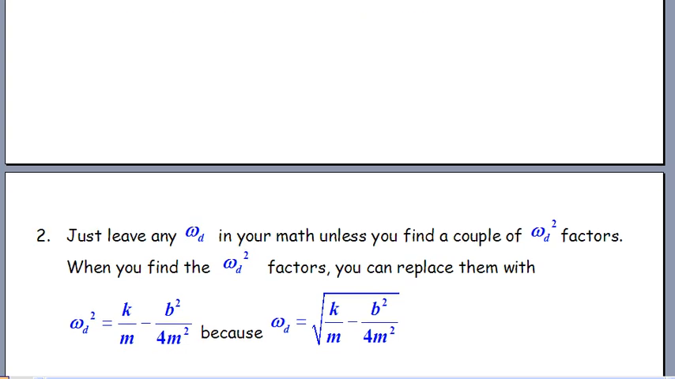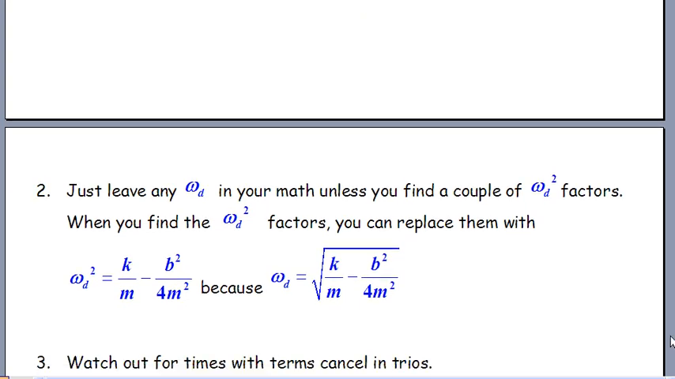Second hint. You're going to see omega d's all over the place. They pop out because of the chain rule when you take derivatives. They're everywhere in this story. And just leave them. Let them just sit there. They're just constants unless you see an omega d squared, which you will a couple of times.